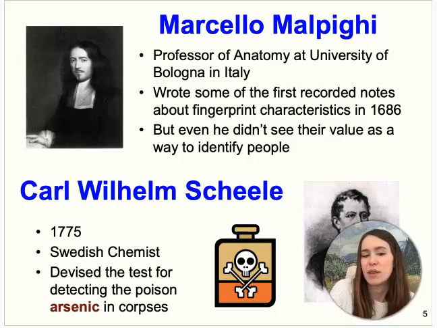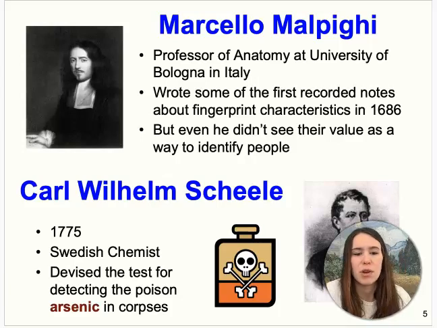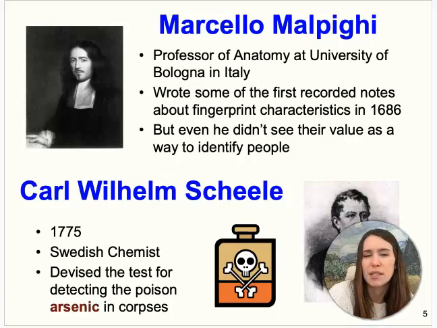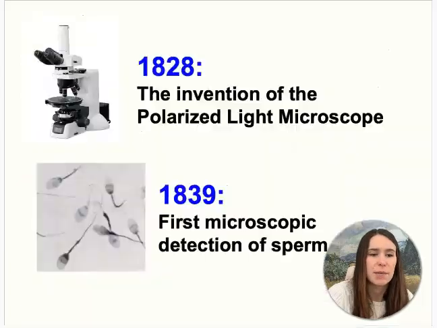So in 1775, the Swedish chemist was able to devise the first test for detecting arsenic in corpses, which was huge because then, at their time of death, you could say that they did die from this. So this is an advancement in forensic pathology, which was a very big advancement at the time.